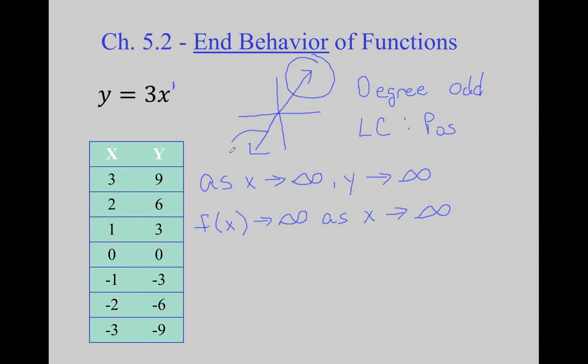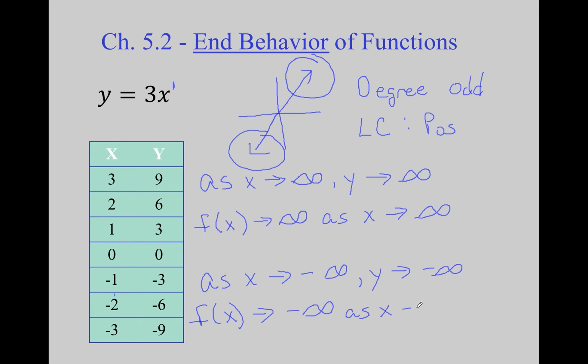Now let's take a look at the left-hand side of the graph. So as my x's go down, my y's are also decreasing. So as x approaches negative infinity, my y approaches negative infinity. Let's write it the other way. F of x approaches negative infinity as x approaches negative infinity. Okay? So these two here are saying the same thing. These two here are saying the same thing. They are end behavior statements.